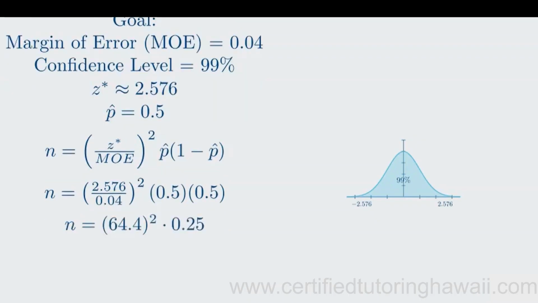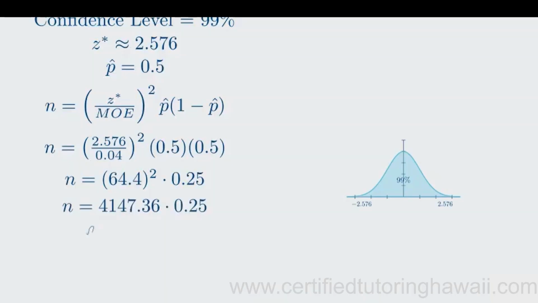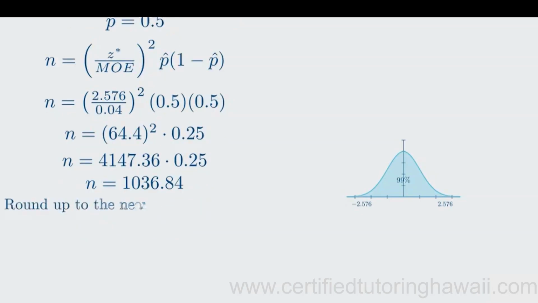Let's calculate the fraction inside the parentheses first. 2.576 divided by 0.04 equals 64.4. Squaring 64.4 gives us 4,147.36. Multiplying that by 0.25 gives us 1,036.84. Remember our rule. Always round up to the next whole number to guarantee the margin of error is not exceeded.